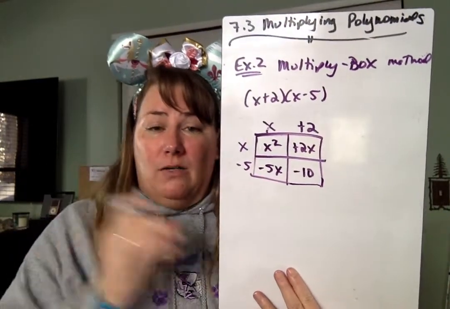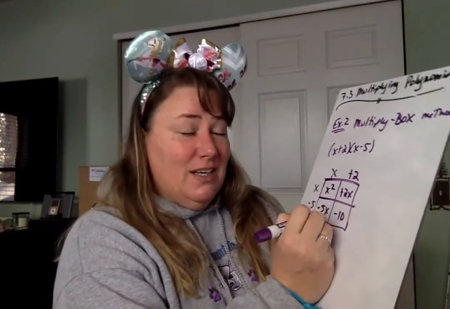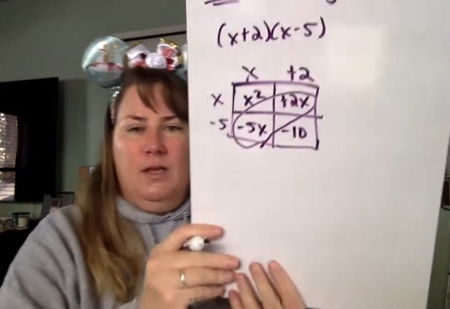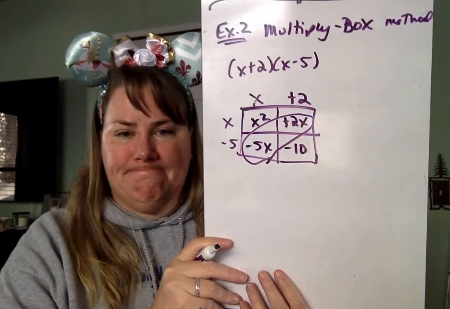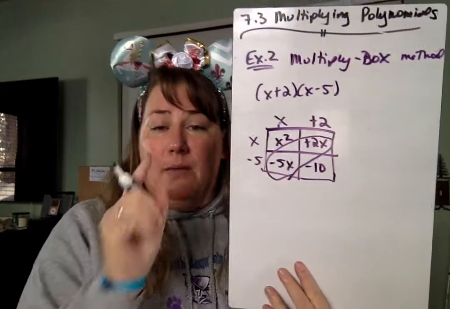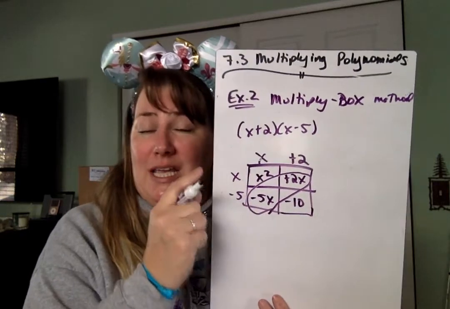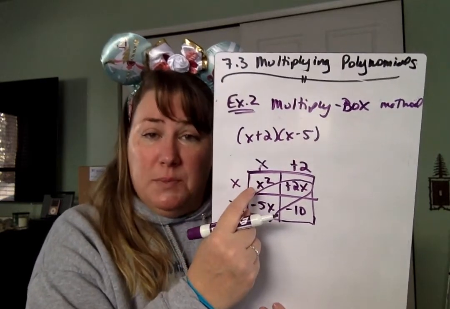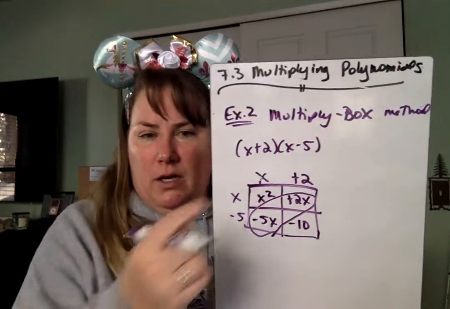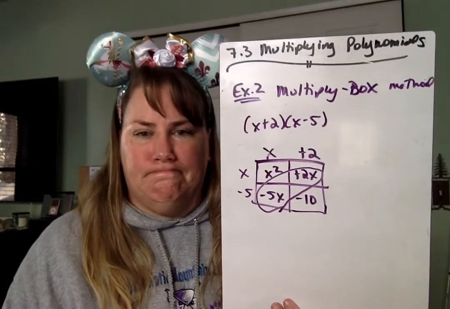Okay, now you still have an OI to combine. And your OI, remember your outside and your inside, your outer and your inner terms, those are your like terms. In the box, they're diagonal from each other, so you can combine those. So you start with the top. And by the way, if you do this box method and your polynomials are in standard form, the highest term will always be on the top left. The lowest term will always be on the bottom right. They will always be there, if your factors are in standard form.